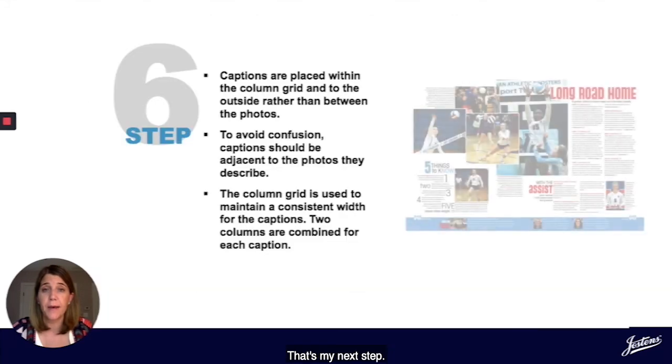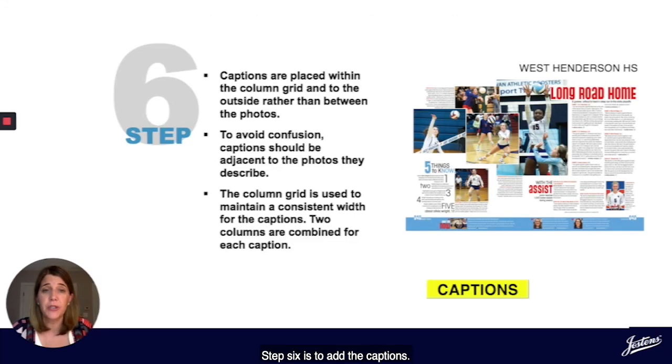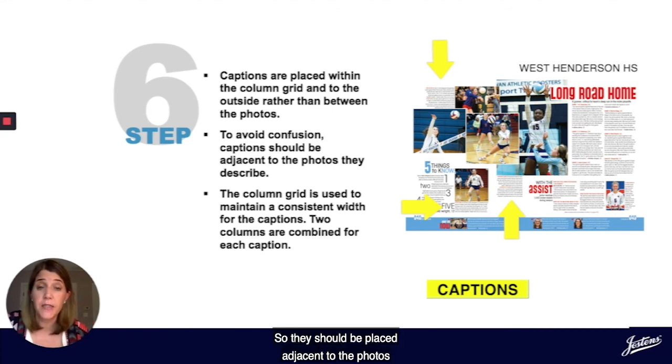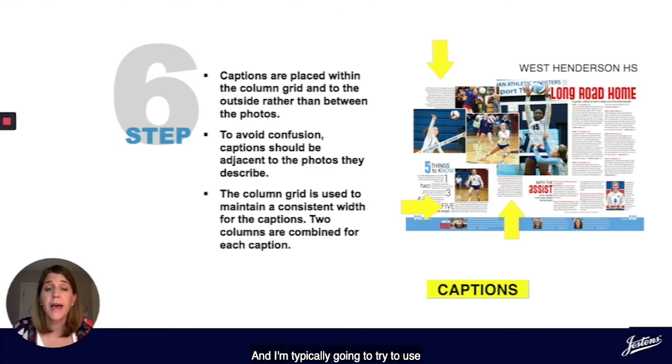That's my next step. Step 6 is to add the captions. So again, I'm going to follow the column grid, and I'm going to place them to the outside of all the other content. So I start with my photos in the center, and then my words, and then on the outside of the layout, I'm going to have some white space. So they should be placed adjacent to the photos that they describe, and I'm typically going to try to use a consistent width for those captions.